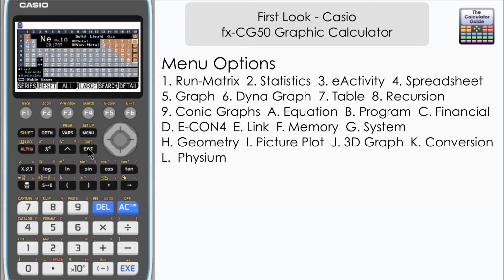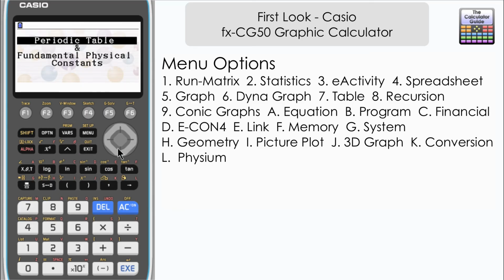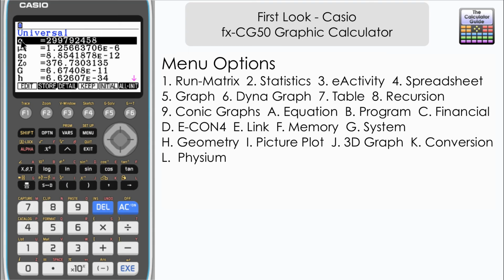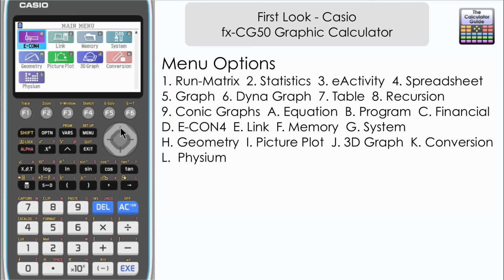Also, let's just return to the other thing in the Physium, and that is that there are some universal constants. So again, very useful if you're studying physics. You can have some of the universal constants there. I think we've got the speed of light at the top and various others. So yes, and it's also very similar to on the Classwiz. There are the preloaded physical constants in there, which would be very useful if you're requiring them for any scientific equations. So there we go, a very brief first look at the Casio CG50.